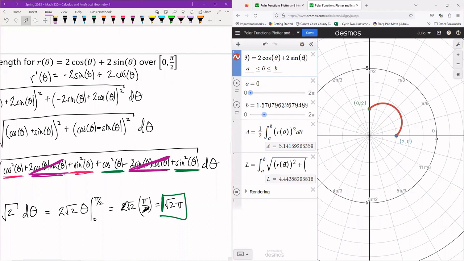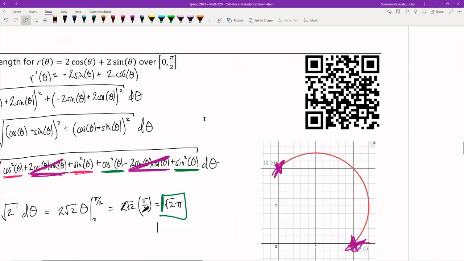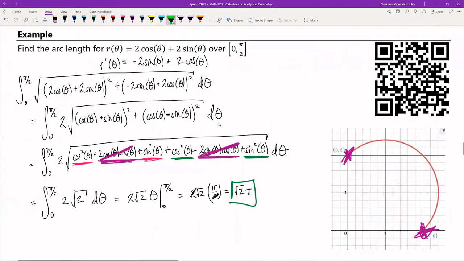Now we have our L already done for us, so that should be 4.4428829. I'm hoping that this root 2 pi is equal to that. So let's go ahead and do the square root of 2 times pi. And lo and behold, all is right with the world: 4.4428829 and change. We have a numerical answer. Cool stuff. There we are. So that's our arc length. Simple enough, kind of, maybe.